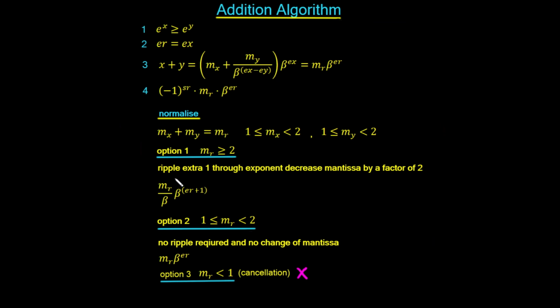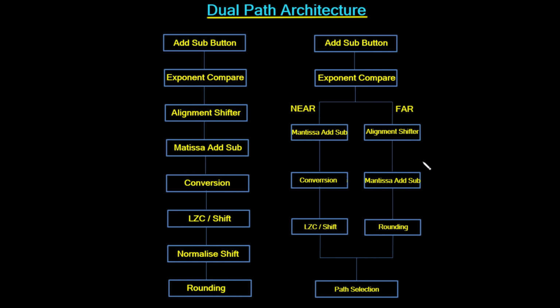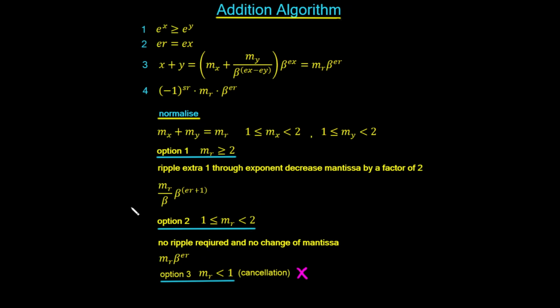And the other option for the addition is a simple normalization by a value of 1. So we ripple 1 through the exponent and we change the mantissa by a factor of 2. So all of these options are taken care of in the far path. And you can see that we go through our initial large alignment. So in effect, that is going to be this alignment here. So we do that for alignment for the subtraction, and we also do the same, the alignment for the addition.